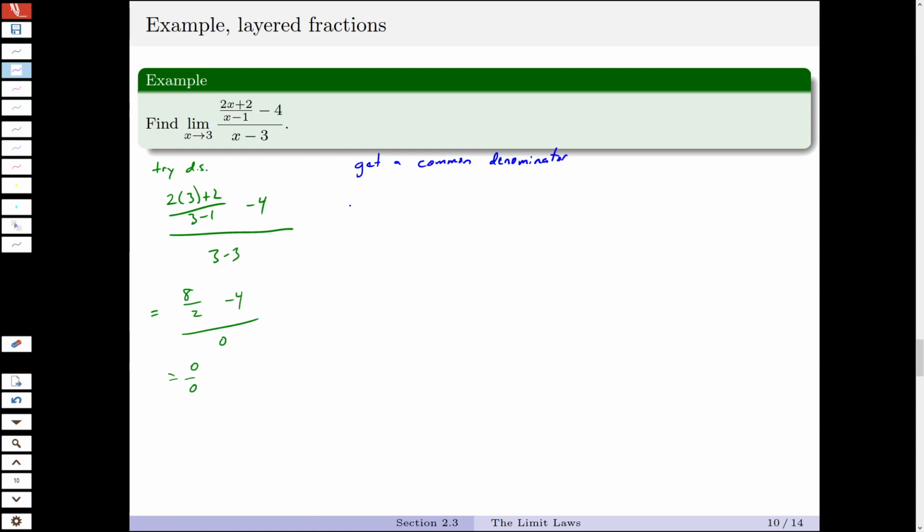Okay. So we're going to have the limit as x approaches 3, 2x plus 2 over x minus 1. And this 4 over here, I'm just going to multiply by x minus 1 on top and bottom. Okay. Let's go ahead and distribute that.